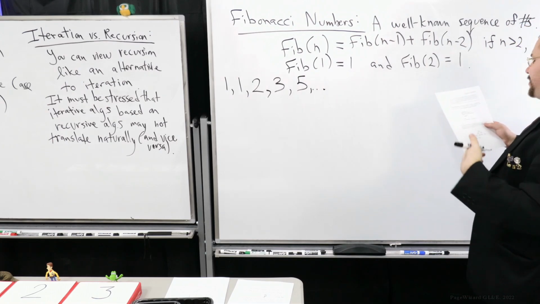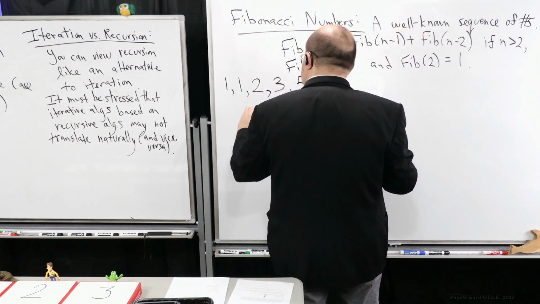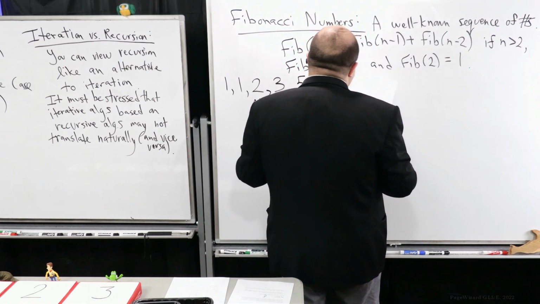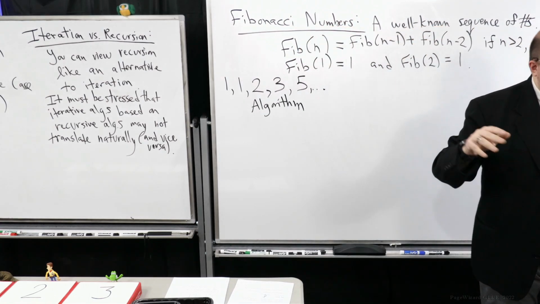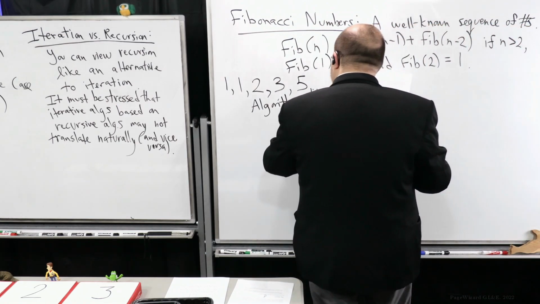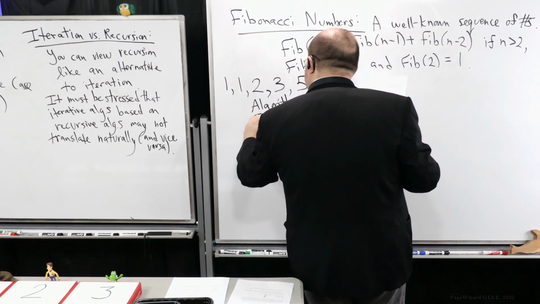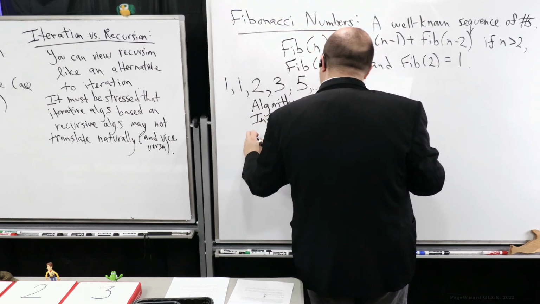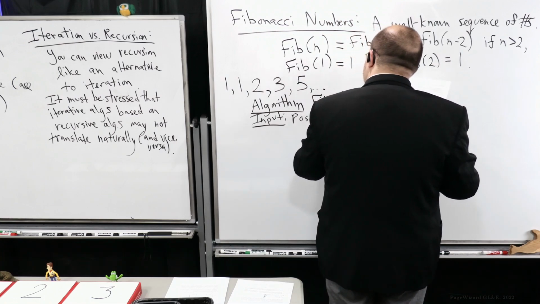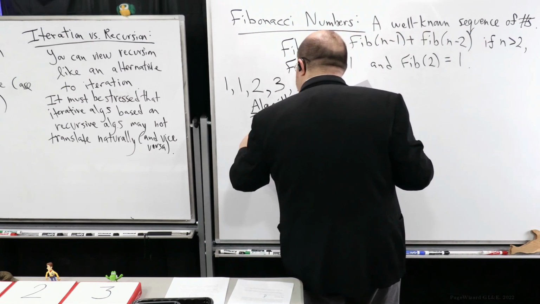So let's write down this as an algorithm with pseudocode. And you'll see that this is actually not too terribly scary, right? Because we have a recursive definition of Fibonacci here. So we got our algorithm. We're going to call it fib. And we're going to take in a positive integer, and it's going to compute the nth Fibonacci number.